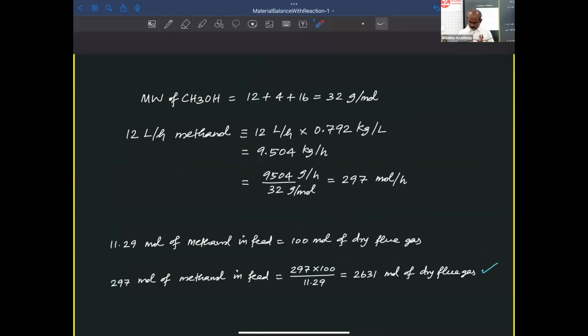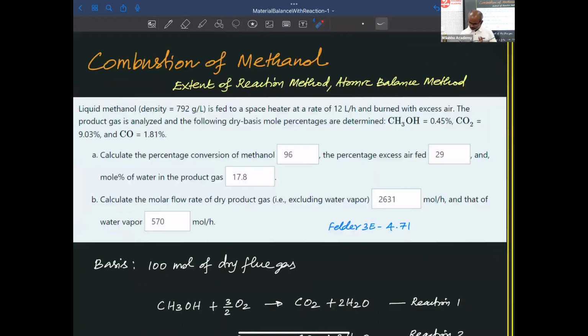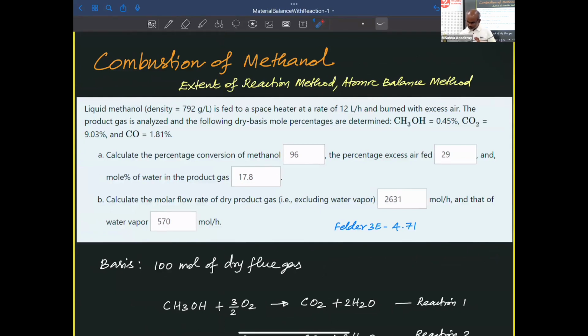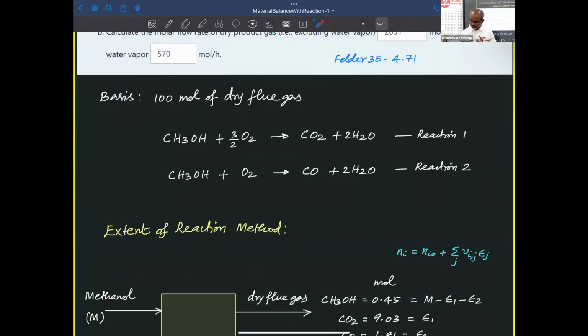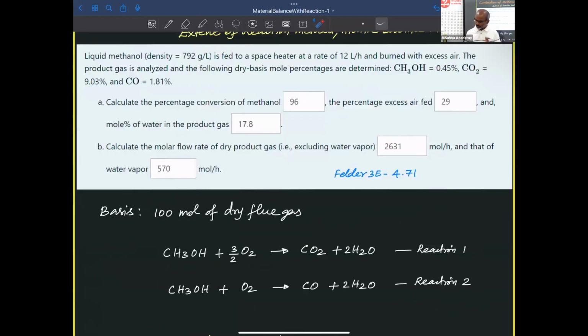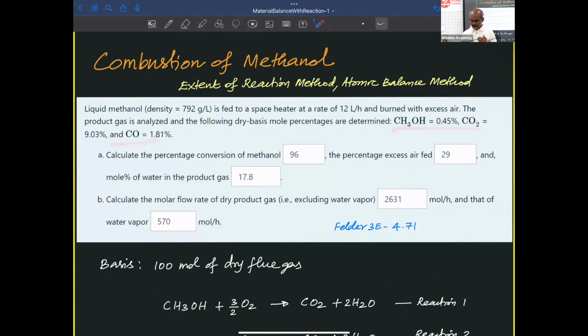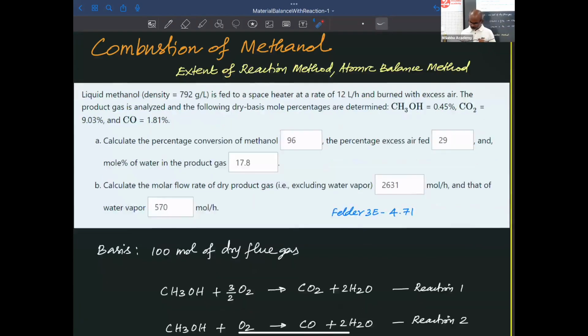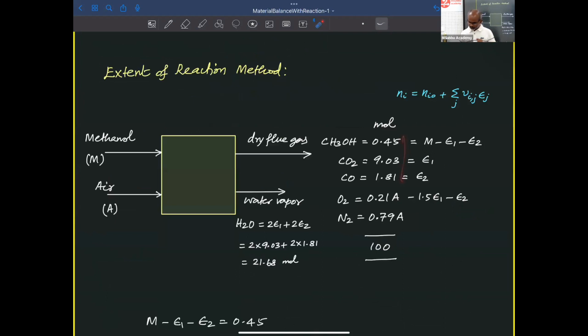Though the data is given, we are choosing a basis. The basis is to be chosen conveniently so that the calculation would be simpler. Though you can choose 12 liter per hour of methanol as a basis, in that case, this data cannot be used easily. Otherwise, wherever you have a complete specification, start from there. So here we have a good amount of specification that will help us to calculate M and A.